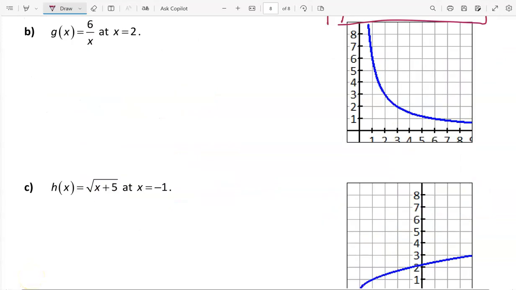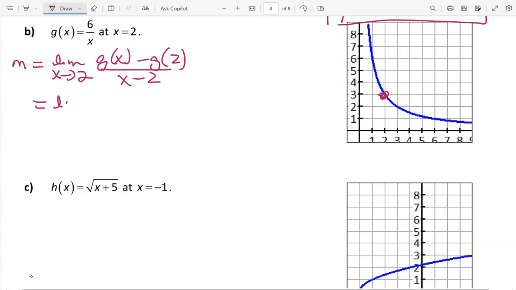In B, we have the graph of a hyperbola, g of x is equal to 6 divided by x, at x equals 2 that we are interested in. And so the slope of our tangent line is equal to the limit as x approaches 2 of g of x minus g of 2 divided by x minus 2. And g of x is equal to 6 divided by x. G of 2 is 6 divided by 2, which is 3, and that's divided by x minus 2.